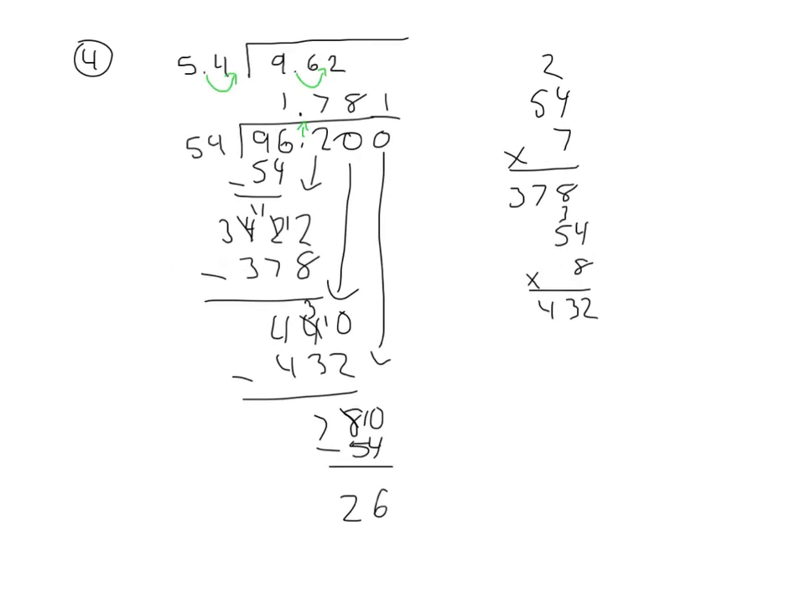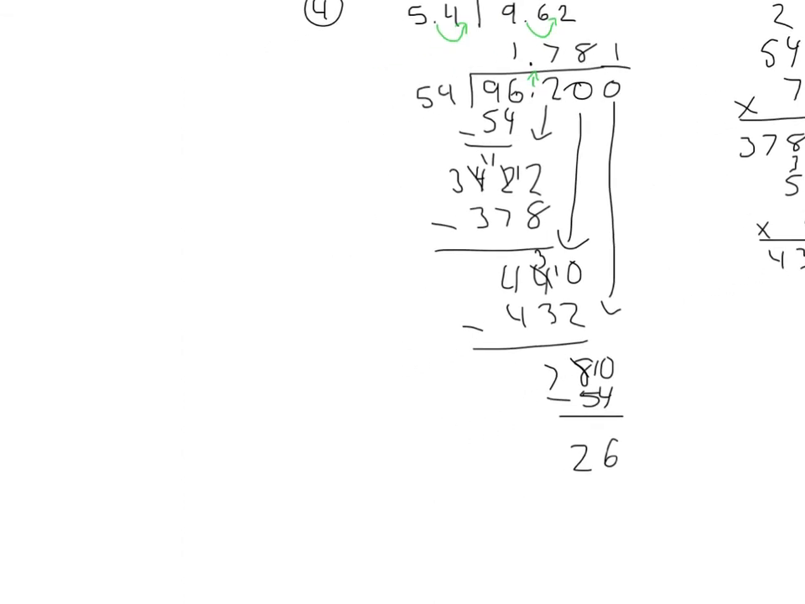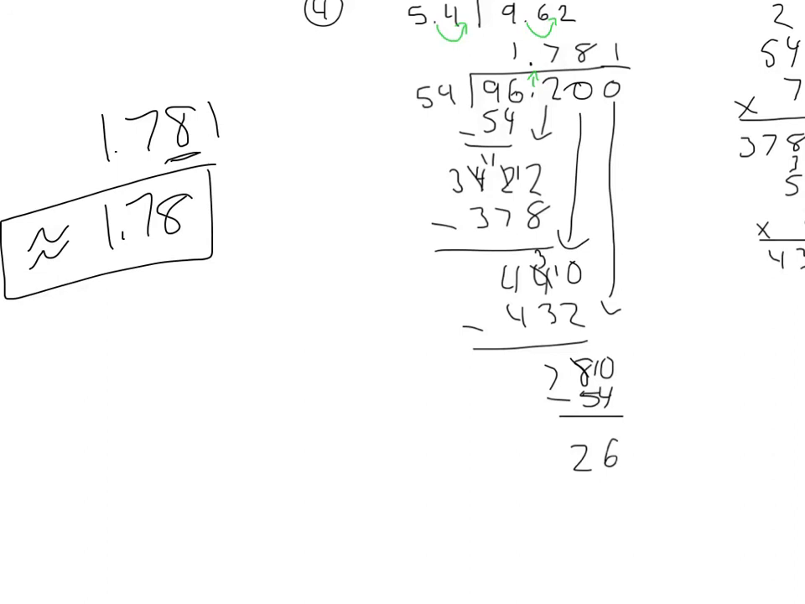Okay, so we could keep bringing zeros down and down and down. But this one's going to keep on going, it looks like. And it may end up repeating. But if I said round this to the nearest hundredth, what would we do? Well, my quotient currently is 1.781, and I want to round to the nearest hundredth. So the 1.7 is going to stay, and the 8 is going to go either up or stay. Well, the 1 to the right of it means the 8's just going to stay, and it's approximately, and that's what that sign means, 1.78.